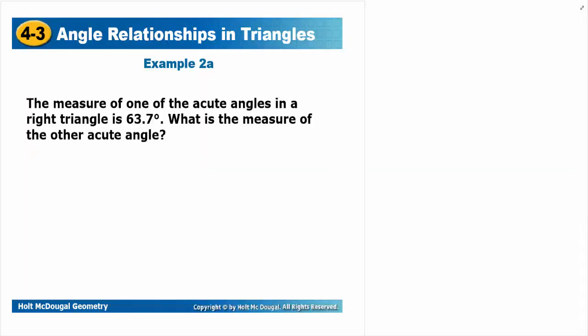Alright, so now we're going to go through some more examples using some of these concepts that we just learned. Example 2a says the measure of one of the acute angles in a right triangle is 63.7. So there are two parts to this problem. One, we have acute angles in a right triangle. So I know the acute angles are going to add up to 90 degrees.